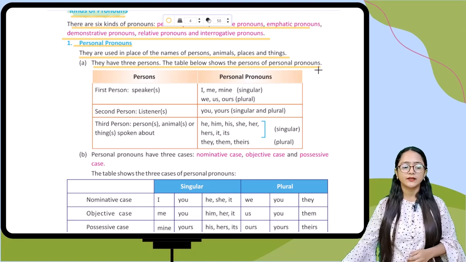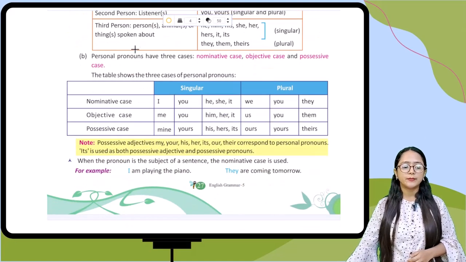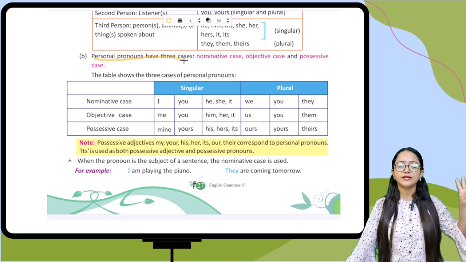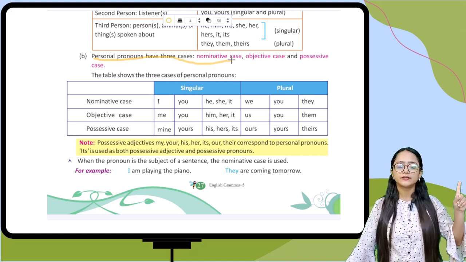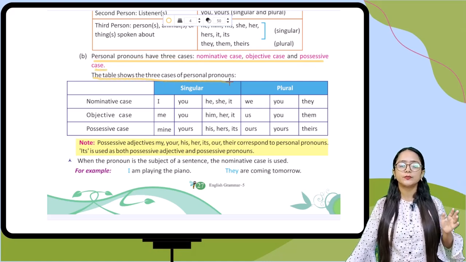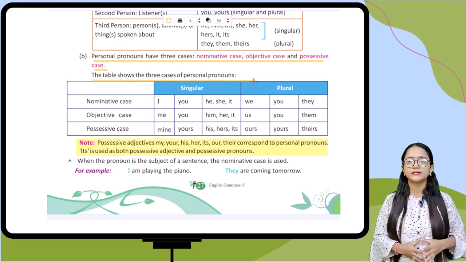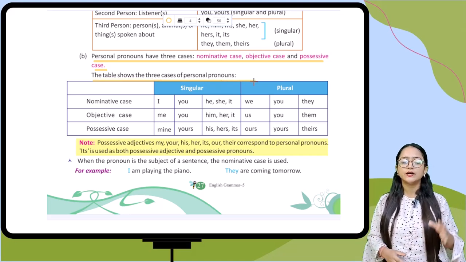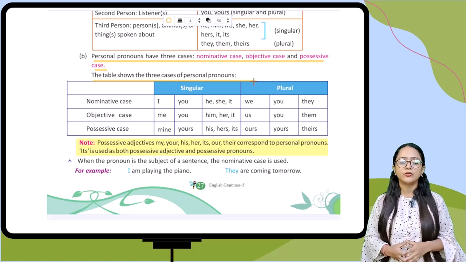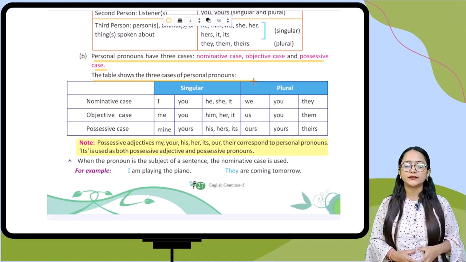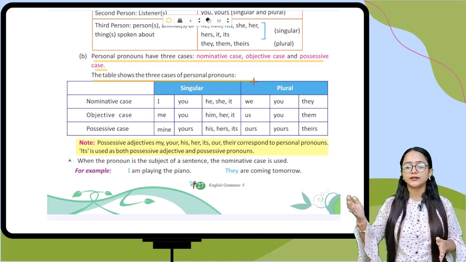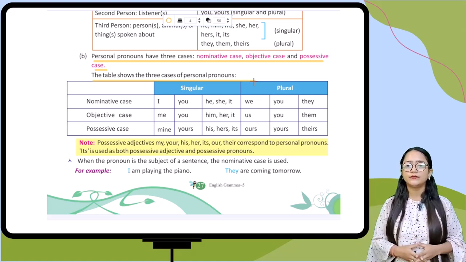Now the next point is personal pronouns have 3 cases: nominative case, objective case and possessive case. The table shows the 3 cases of personal pronoun. First one is nominative case. In the singular, you have to use I, you, he, she, it, and in the plural, we, you, they.